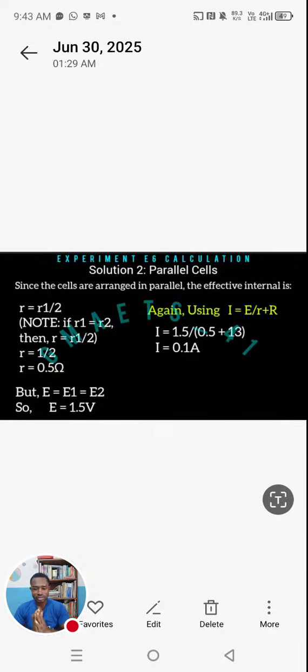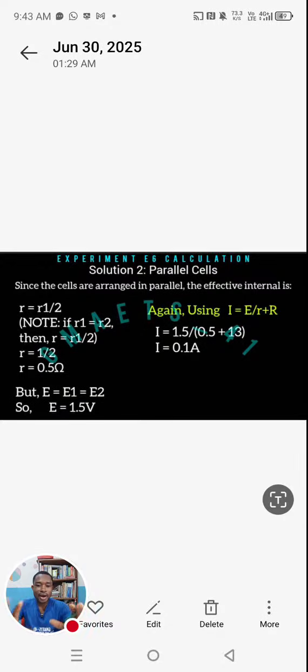They are very important. All right, note, if R1 is equal to R2, then R is equal to R1 over 2. I've explained that. And so you do 1 over 2, you get the total internal resistance to be 0.5 ohms. On your own, you can use 1 over R1 plus 1 over R2 to solve it. You still get the same thing. I now went further to say, but E is equal to E1 equal to E2. Yes, the electromotive force will be the same because the cells are now in parallel. Voltages are the same in parallel circuit. So E will be 1.5 volts.